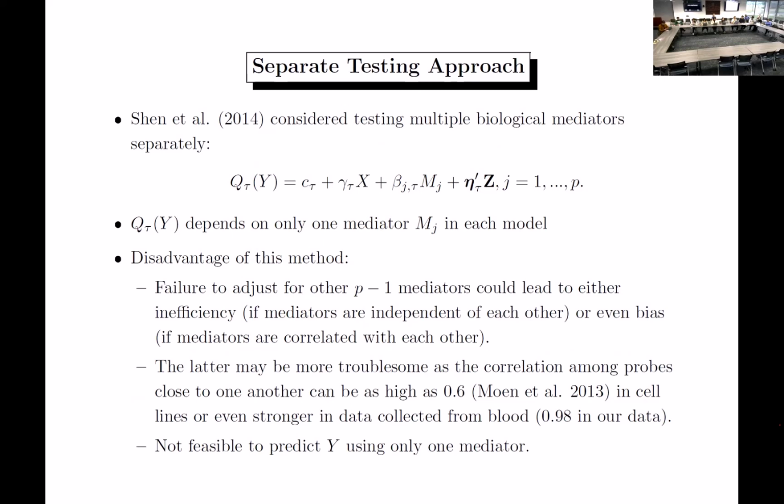But there are some disadvantages of this method. First, it fails to adjust for the other p-1 mediators, and this could lead to inefficiency if the mediators are independent of each other, or even bias if the mediators are correlated. So you have a multicollinearity problem. The latter may be more troublesome because the correlation among nearby CpG sites can be high, as high as 0.6, or in blood samples almost 1; it's 0.98 in our data. Another disadvantage is that you cannot predict the quantile of y using only one mediator, because with so many mediators, for prediction you have to include all of them in your model.